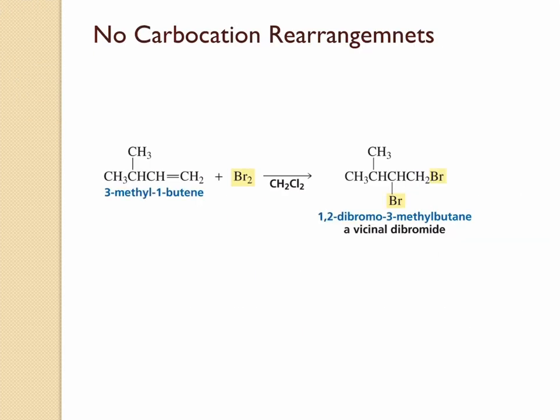Here again, there will be no carbocation rearrangements because there is no carbocation that is formed in the reaction. The only intermediate that is formed here is the cyclic halonium ion.